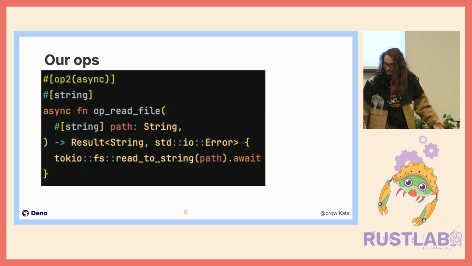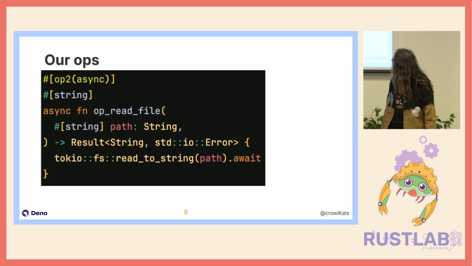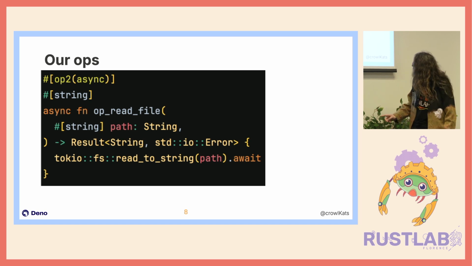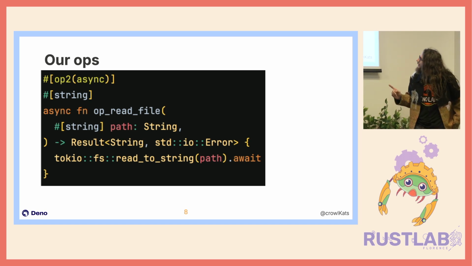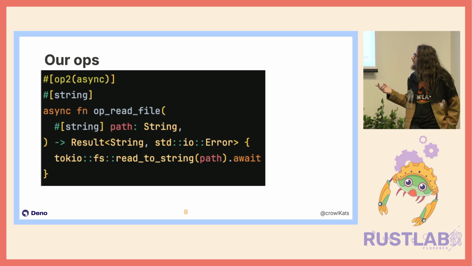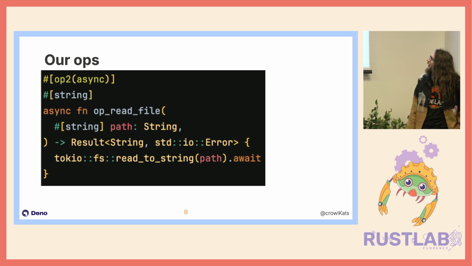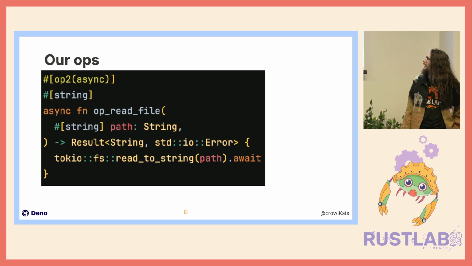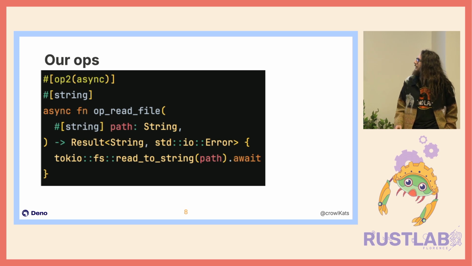So we have the read file that we just saw. In this case, it calls Tokio, reads the file to string, and awaits it. Also, one more thing I forgot to mention is return types. In this case, we're using results, or it can be just a normal return, like I could just return a string and unwrap. But error handling currently works by having a function that declares what an error type should map to in JavaScript.